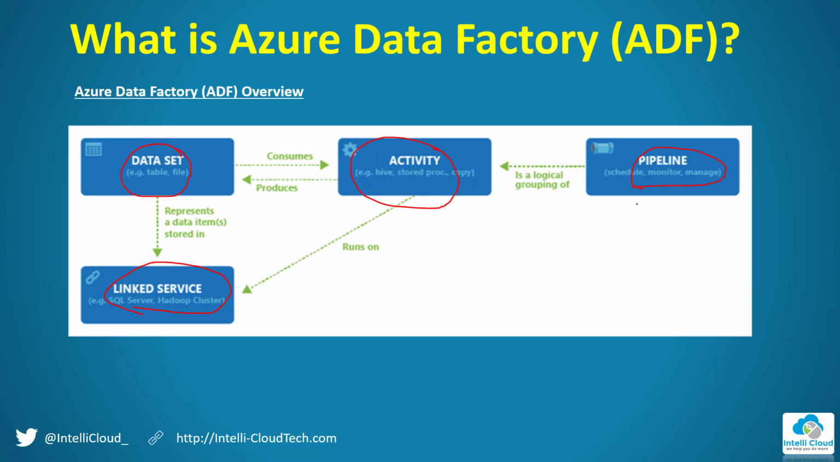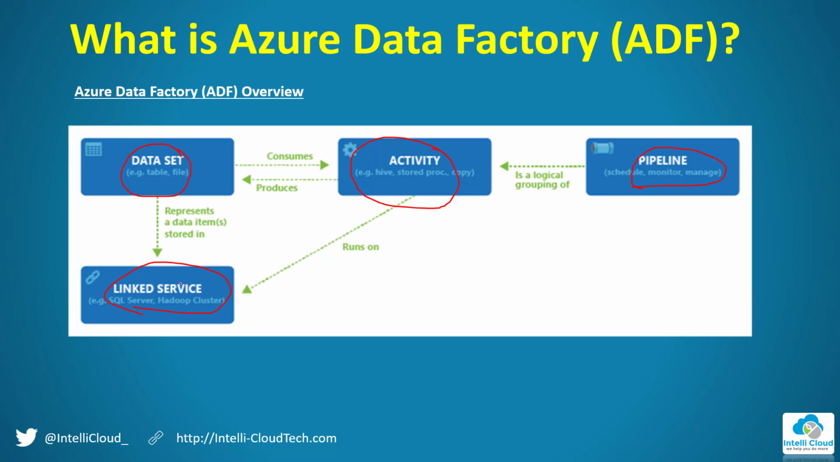Another one is the pipeline. A pipeline will contain more than one activity. It monitors each and every activity, whether it is a select query, copy command, or delete or update. By using this pipeline we can monitor. So in precise form, a pipeline is a logical group of activities.